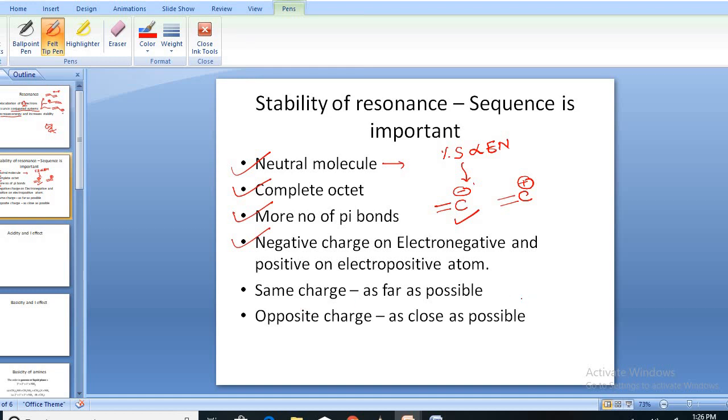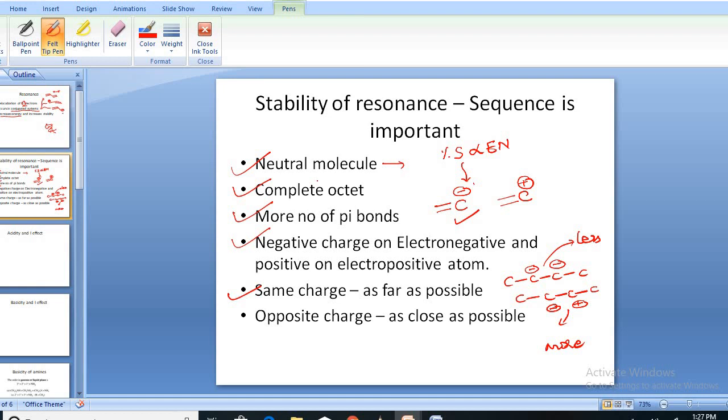Next, same charge as far as possible. Let's say I have a carbon chain like this, okay, I'm going to draw two molecules now. I have two carbon chains like this, the same molecule. Now let's say I have a negative charge here and a negative charge here, right? And let's say I have a negative charge here and a positive charge here. Due to electrostatic repulsion, the first should be less stable, and the other structure is going to be more stable. So this is the next rule, called the charge rule. Same charge should be as far as possible and opposite charge should be as close as possible.